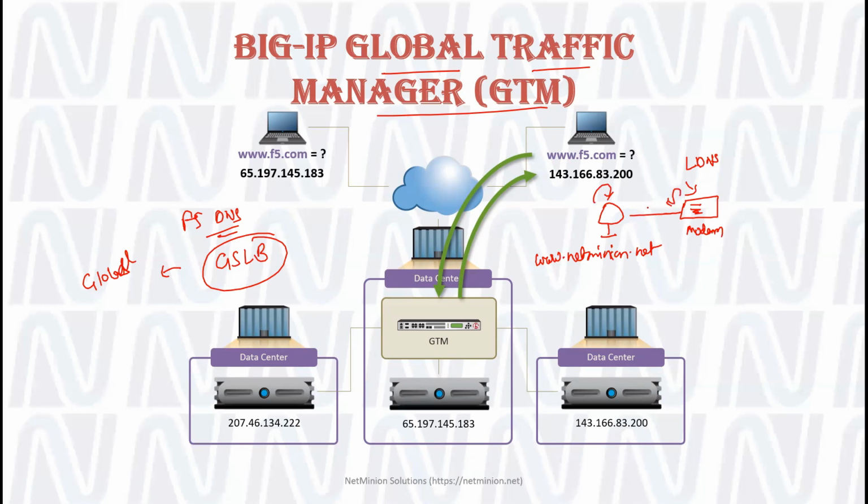If there is something in the cache, it will give the result. Otherwise, it will send the query to something named root servers. Then top level domain, then second level domain, and eventually it will go to the authoritative DNS server. This authoritative DNS server can be our GTM as well. It can be a GTM, yes, for sure. It can be a BIND server. It can be a Windows server, whatever.